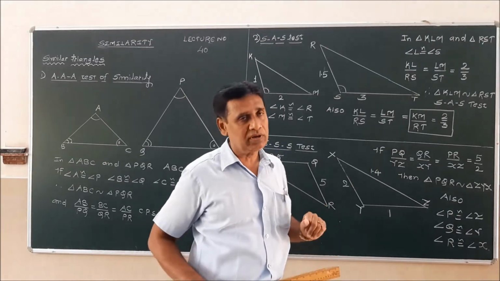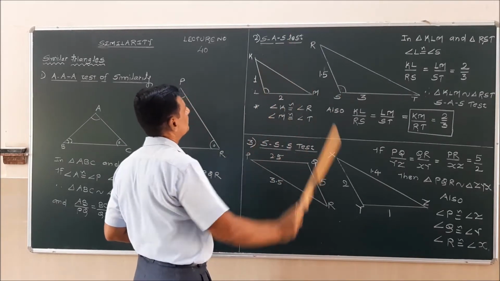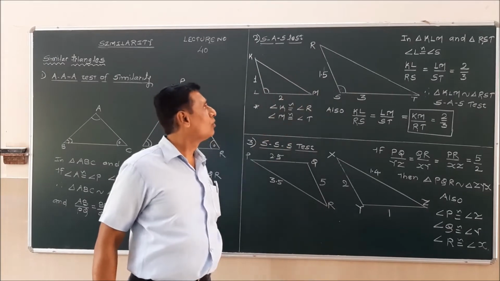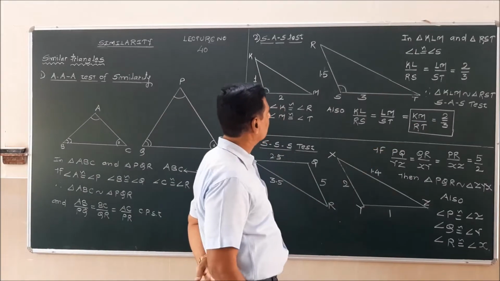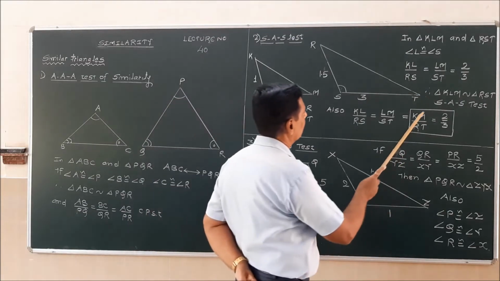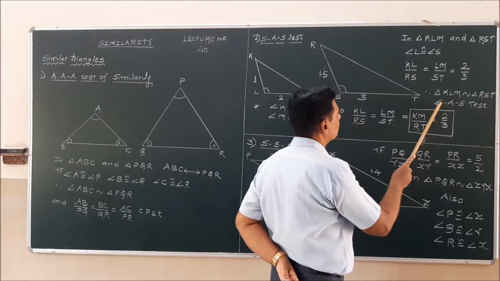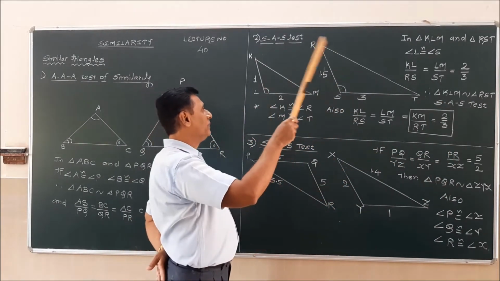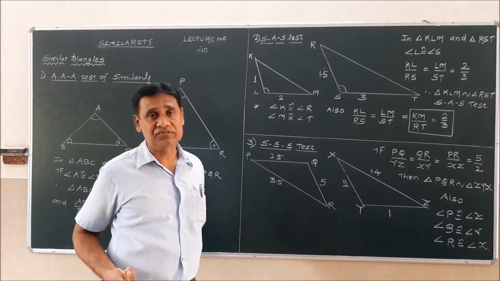But this is possible when these two triangles are proved similar by the SAS test; in that case KM also has the ratio 2 is to 3 with RT. So here I have written the triangle KLM is similar to triangle RST by which test? SAS test. If triangles become similar by the test, then what happens?